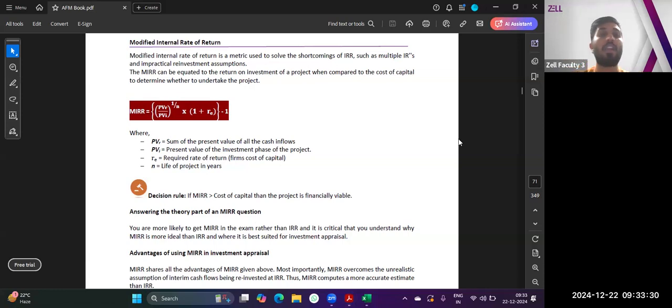Clear? How do you calculate an MIRR? PVR, which means present value of return phase, divided by present value of investment phase, raised to 1 by n. 1 by n is nothing but number of years, into 1 plus RE. RE is nothing but, guys, discount factor, cost of capital, or whatever you want to call it. Clear? What will be a decision-making rule in this case?